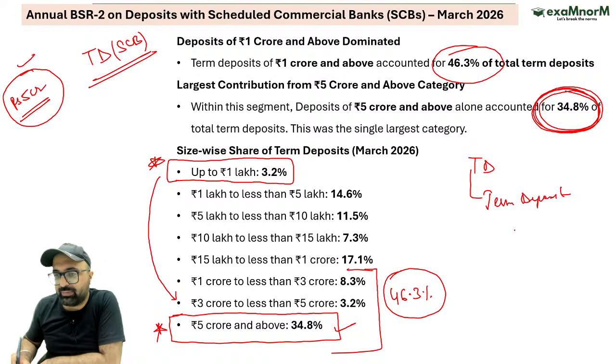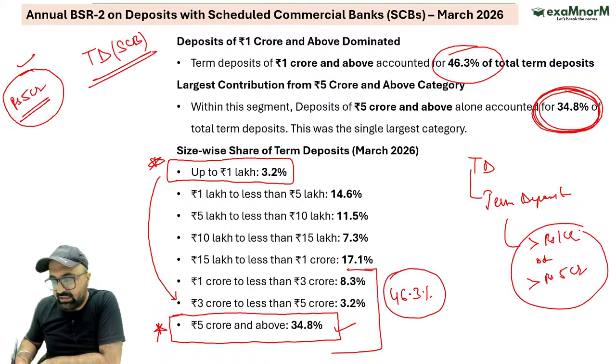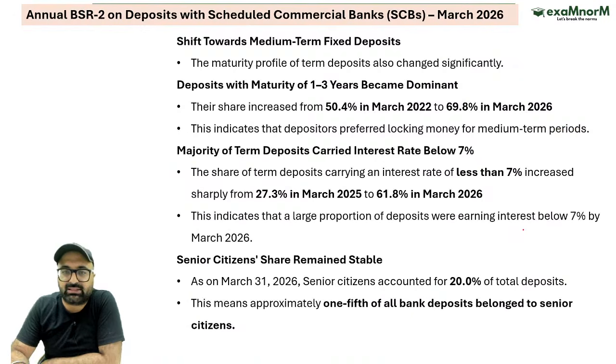और टर्म डिपॉजिट में सबसे ऊपर कौन है? चाहे तो ग्रेटर देन 1 करोड़ या फिर ग्रेटर देन 5 करोड़. It depends on whatever data has been asked by the examiner, you can answer it pretty well.